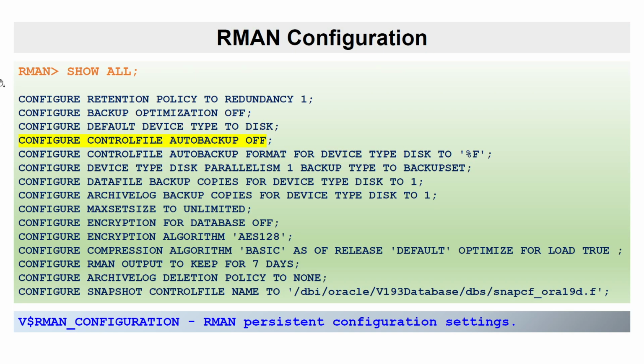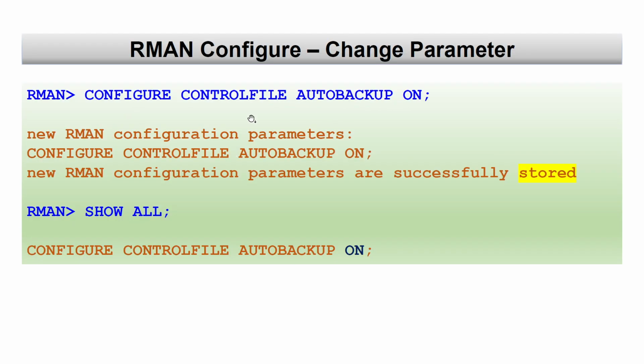Let's understand the RMAN configuration. RMAN allows you to set some parameters at the persistent level. These parameters are stored in the control file. When you set these parameters, it basically defines the way RMAN is going to take your backup. By default, control file autobackup may be turned off. If you want to turn this parameter on, you will say CONFIGURE CONTROLFILE AUTOBACKUP ON. Then you will see the new RMAN configuration parameters are successfully stored. And then if you run SHOW ALL, it will show you CONFIGURE CONTROLFILE AUTOBACKUP is ON.